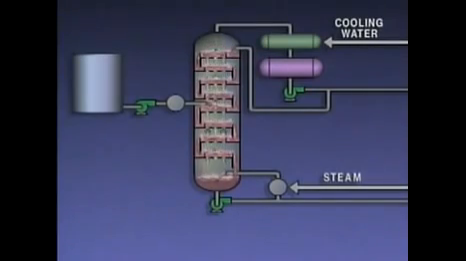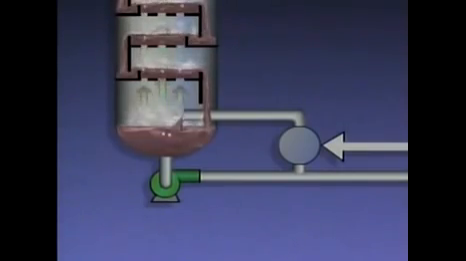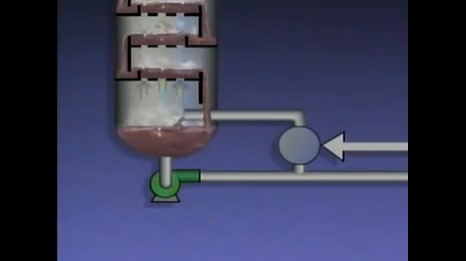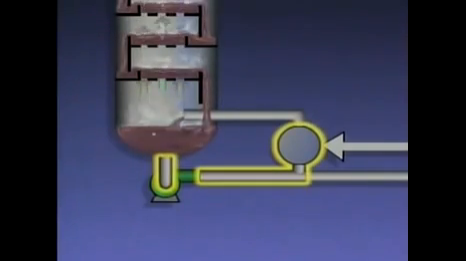Refluxing increases the purity of the overhead product because condensing the vapors made of heavier fractions keeps them out of the stream of vapors that leaves the top of the tower. Another method used to maximize product purity is called reboiling. The bottom's liquid that's drawn off from the tower is sent to a heater called a reboiler.